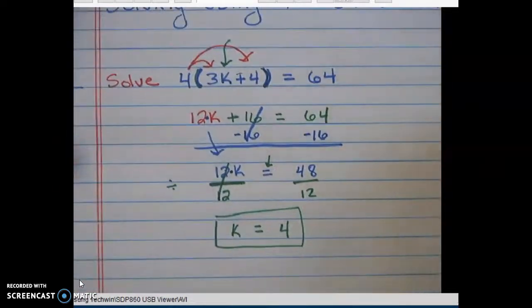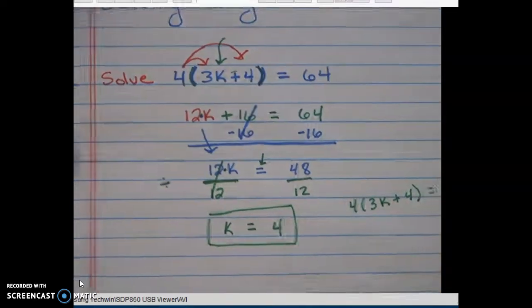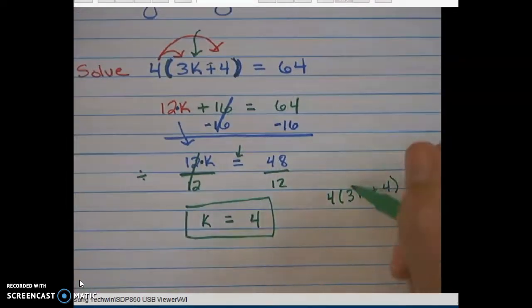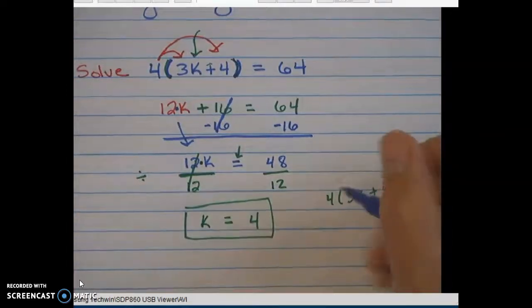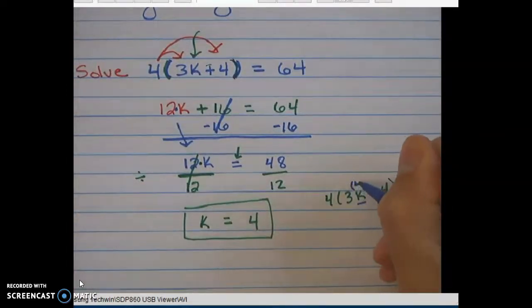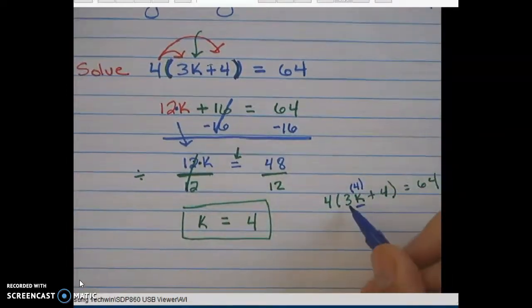I can always go back and check my work by rewriting the original equation, which was 4 times 3k plus 4, and plugging in 4 for the k value. So everywhere I see a k, that means I thought it was a 4. So if I said, well, what's 3 times 4? That's 12.